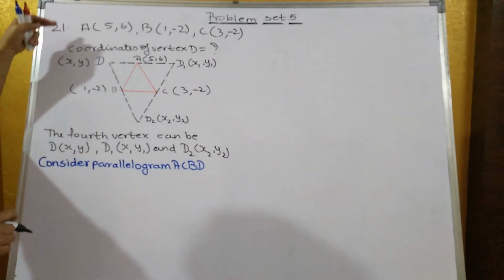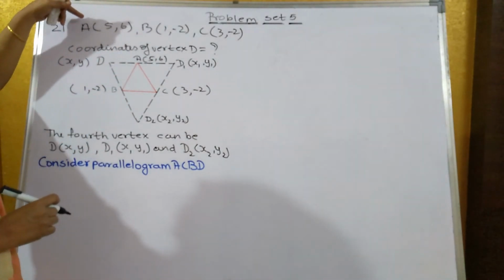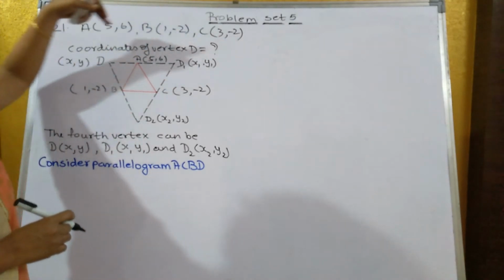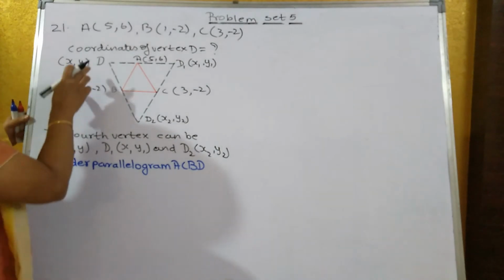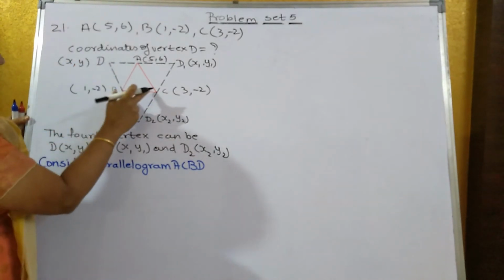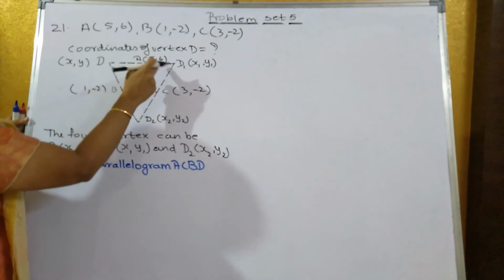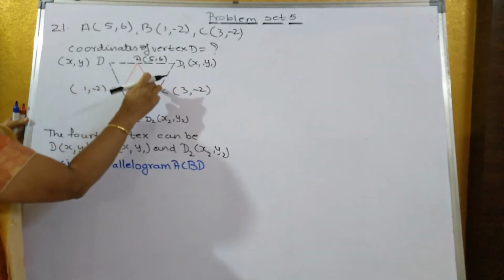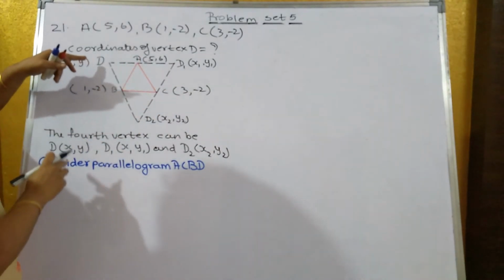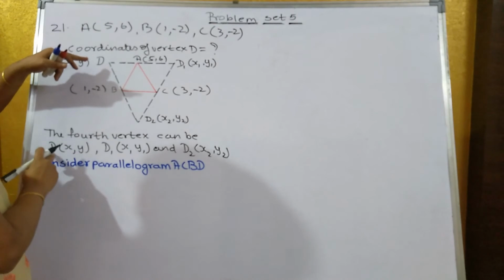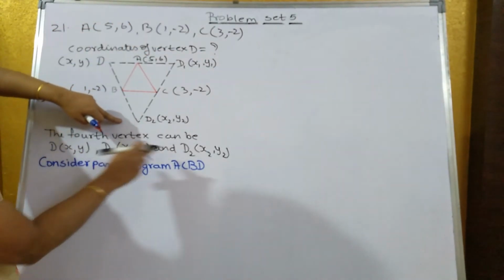First sum, they have given that ABCD is a parallelogram, but they have given the coordinates of only A, B and C. We have to find out the coordinates of vertex D. Now there are three possibilities. Either D can be here, then the parallelogram will be this way, or D can be here, then the parallelogram will be this way, or D can be here, then the parallelogram will be this way. So these are the three possibilities. So let the coordinates of the fourth vertex be D (x, y), D1 (x1, y1) and D2 (x2, y2).